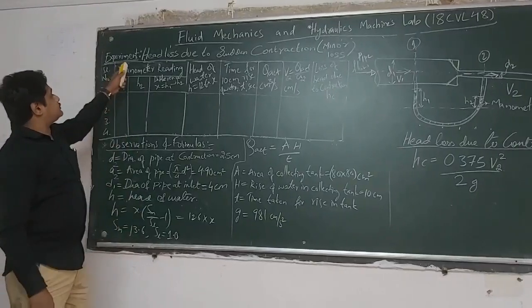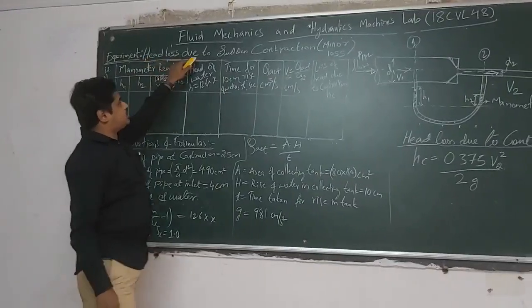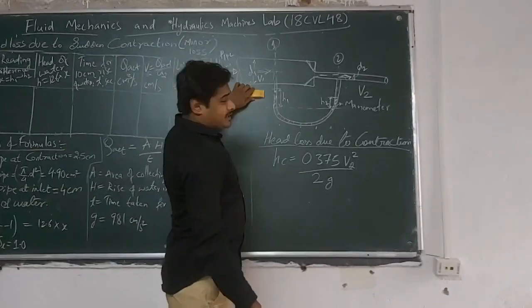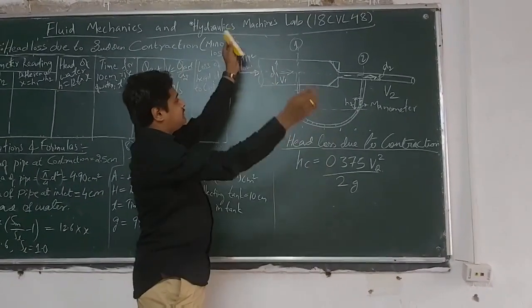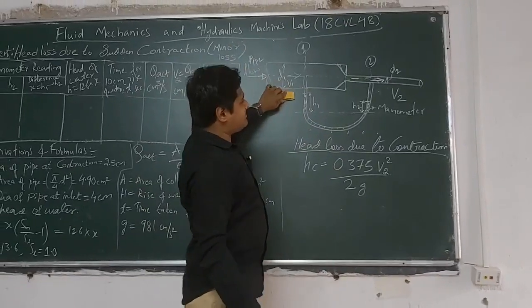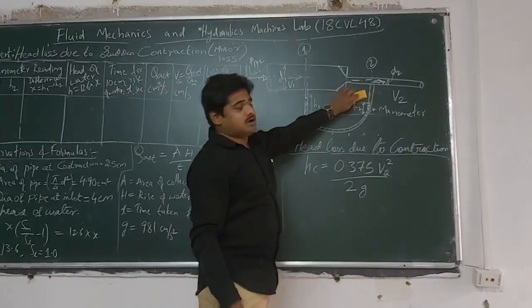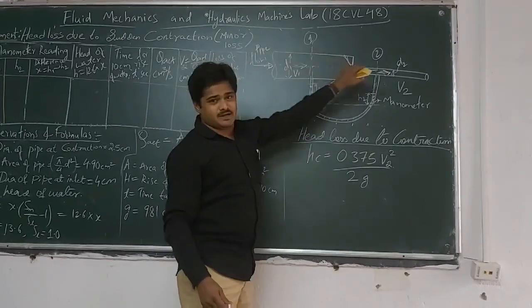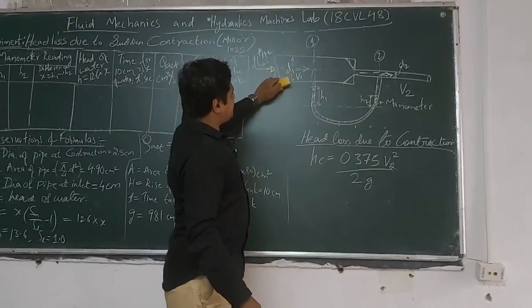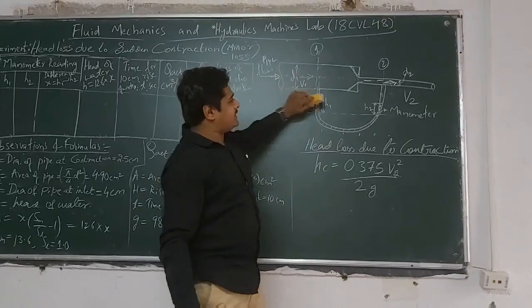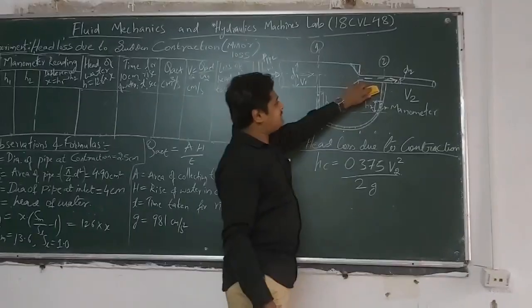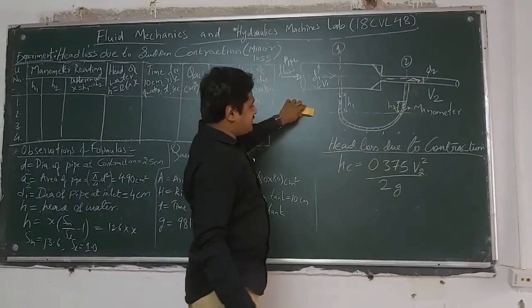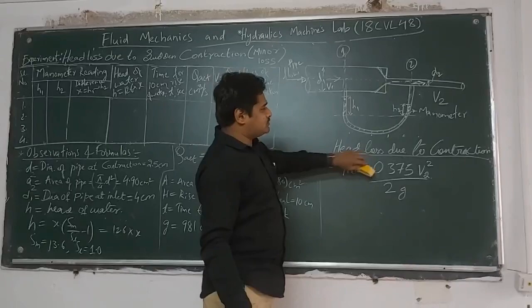Okay, we'll proceed to the next experiment. It is head loss due to sudden contraction. So this is the diagram of how the pipe looks. We will have two pipes, a normal pipe and a contracted pipe attached to it. In the contracted pipe, the diameter of the pipe decreases. Here the normal pipe diameter is 4 cm and after contraction the pipe diameter is 2.5 cm. So from this experiment we will be finding out the head loss due to contraction.